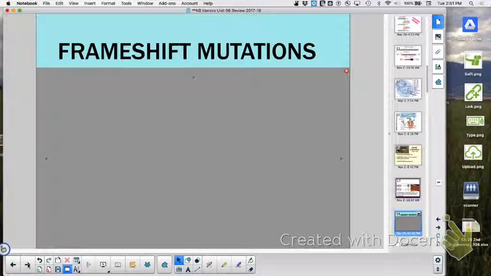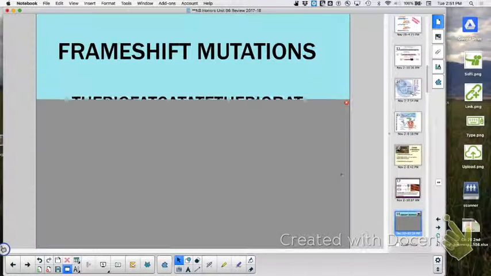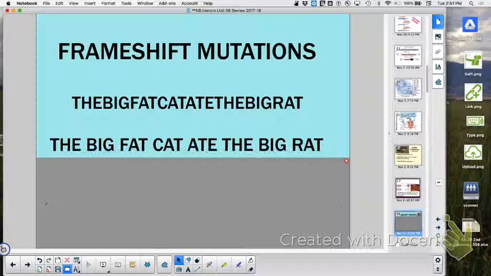Frame shift mutations. If you get this mutation, it is really bad. Because we know we read in frames. Every 3 bases is a codon. So if somehow that gets off by 1, then every codon we read is wrong. And the example we did is we did 3-letter words. The big fat cat ate the big rat.